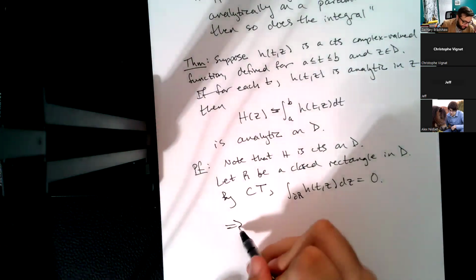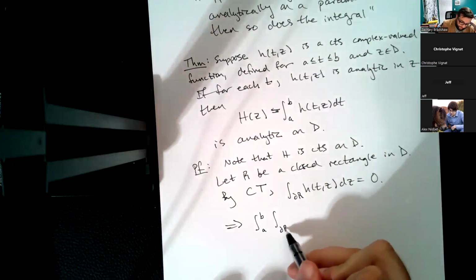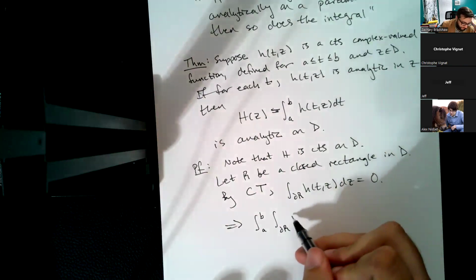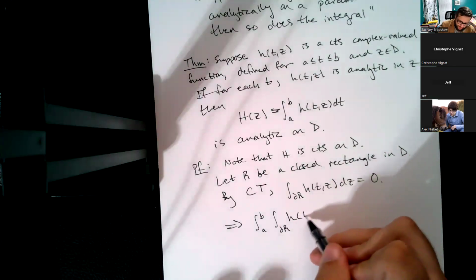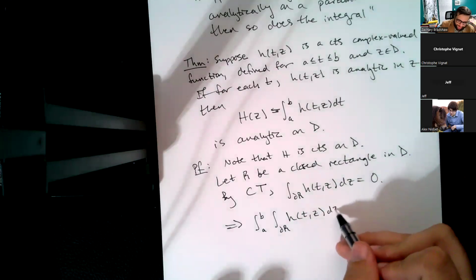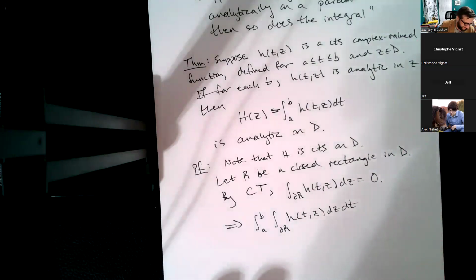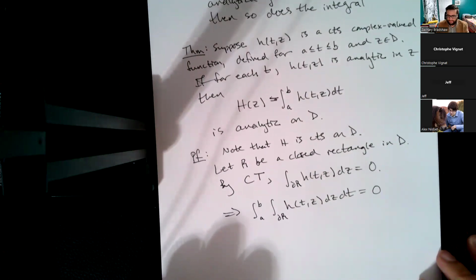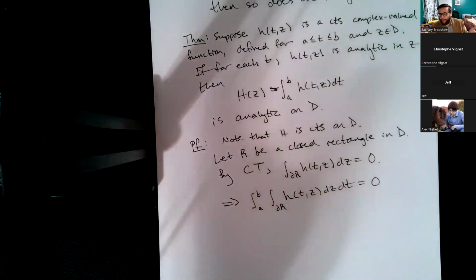And consequently, what we have is the integral from a to b, the integral over the boundary of the rectangle. I don't know if I should say rectangle or boundary of rectangle. I feel like the boundary is the rectangle, but I don't know. Semantics, I guess. Okay, yeah, so we integrate 0 and we get 0.